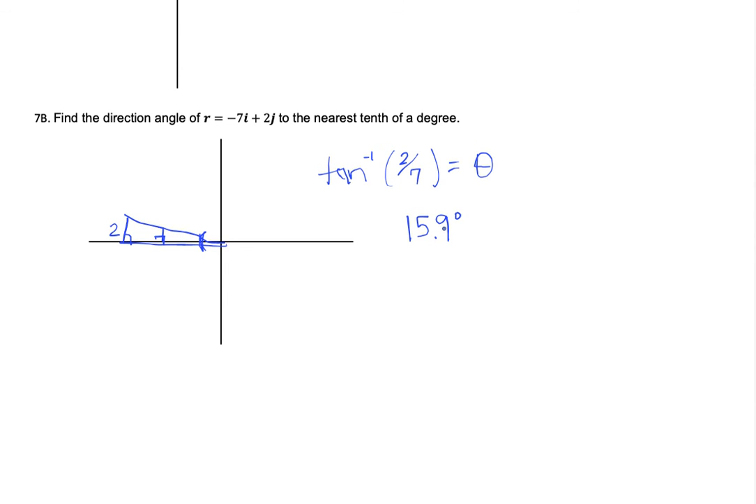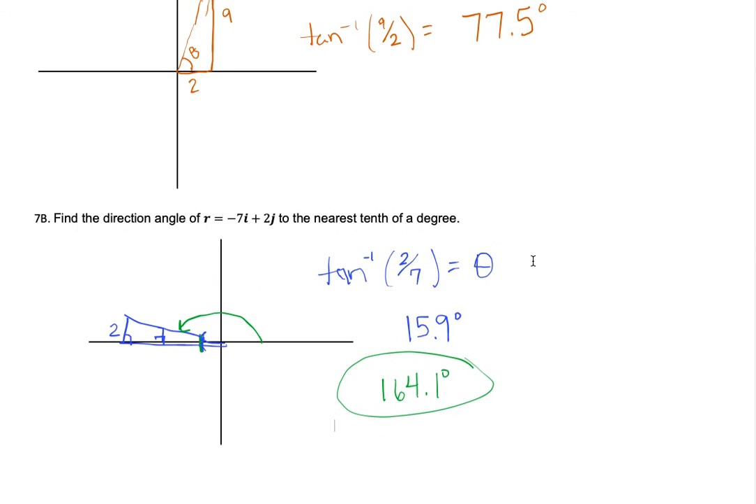But I need you to be careful here because that's this degree right here. But that doesn't give me the entire direction. So what I have to do is figure out what this angle is, which is pretty simple, right? 180 minus this 15.9 degrees, and I get 164.1 degrees as my theta, my final answer.